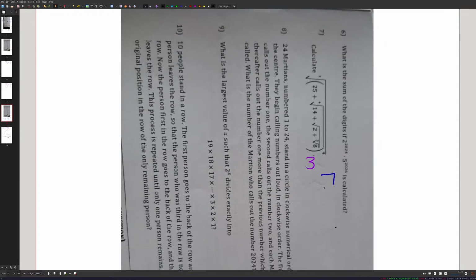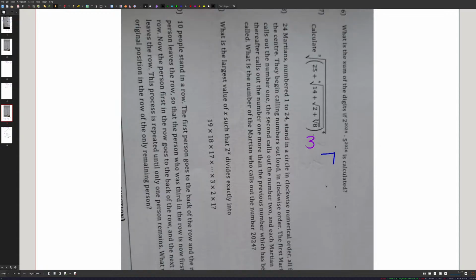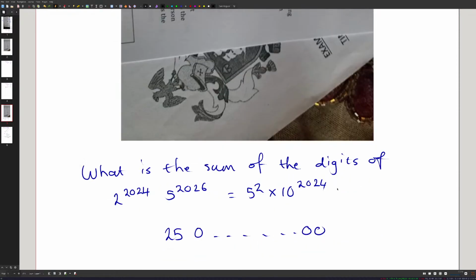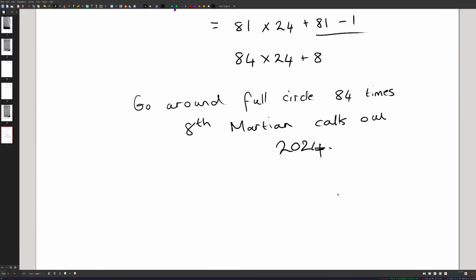It's weird. They're putting all the arithmetic questions between question 6 and 10 by the looks of it.